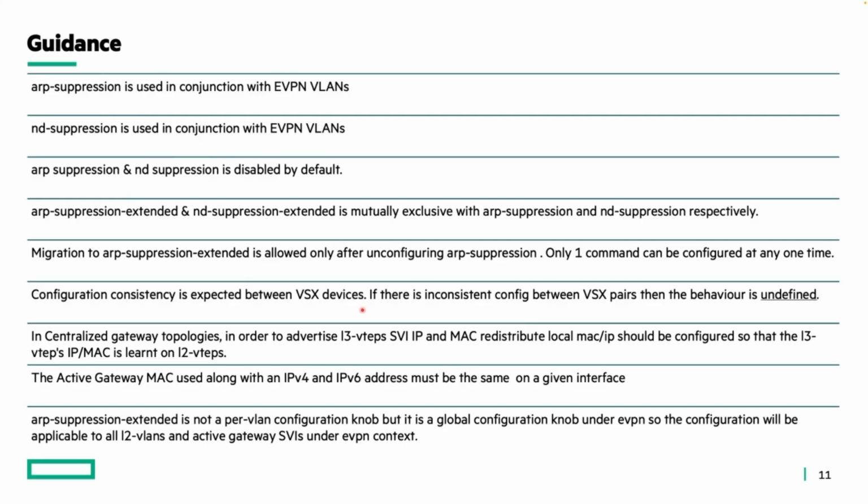It cannot be different. ARP suppression extended is not a per-VLAN configuration. It is a global configuration command under the EVPN, so the configuration is applicable to all L2 VLANs and active gateway SVIs under the EVPN context.